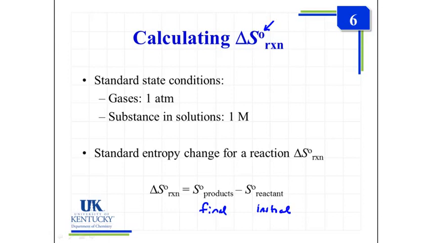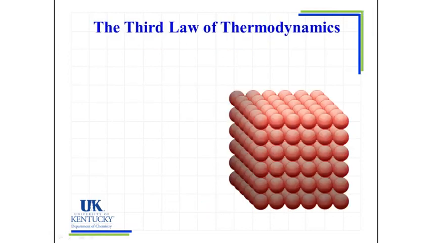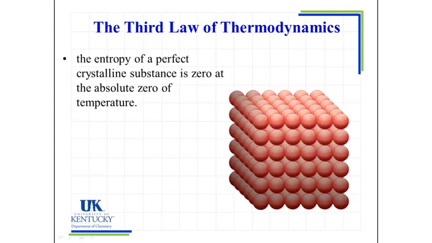When we were dealing with delta H, we couldn't stop there, though, because we can't know the H of the products or the H of the reactants. We had to always talk in terms of delta H. With entropy, that is not the case because of the third law of thermodynamics. Here is the statement of the third law. The entropy of a perfect crystalline substance is 0 at the absolute zero of temperature.